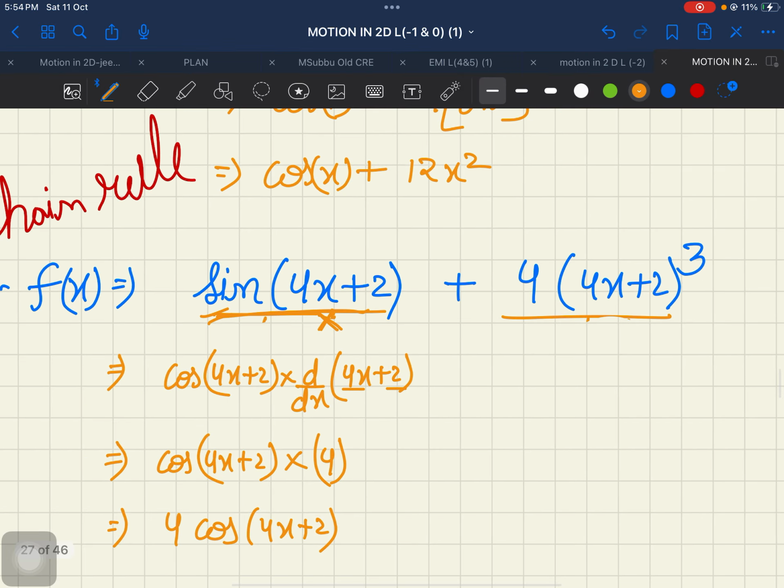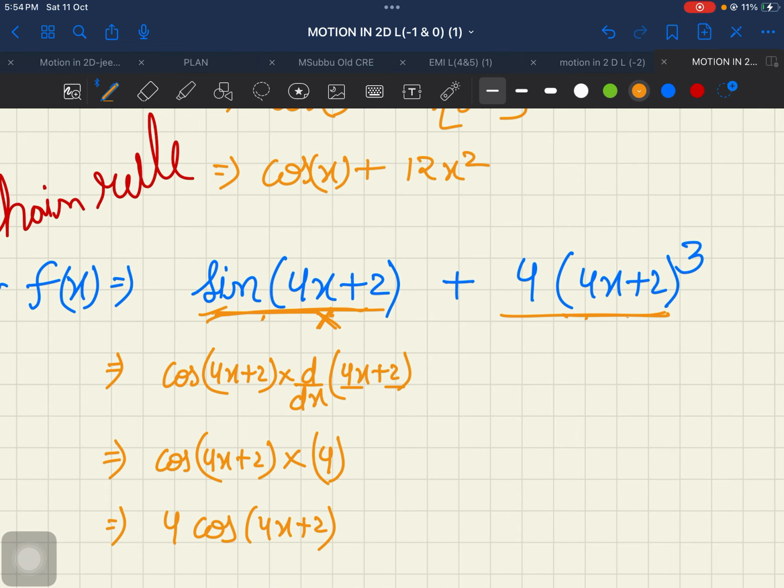That's it, right? Now the differentiation of this part. Again, we don't know the formula for the differentiation of (4x plus 2) whole cube, right? So we will consider this to be x. The differentiation of x cube is 3x square, right? So again, plus the differentiation of this: 4 times, the differentiation of x cube is 3x square, and in place of x we have (4x plus 2) square. Now into, you have to multiply with the differentiation of the thing that you have considered to be x.